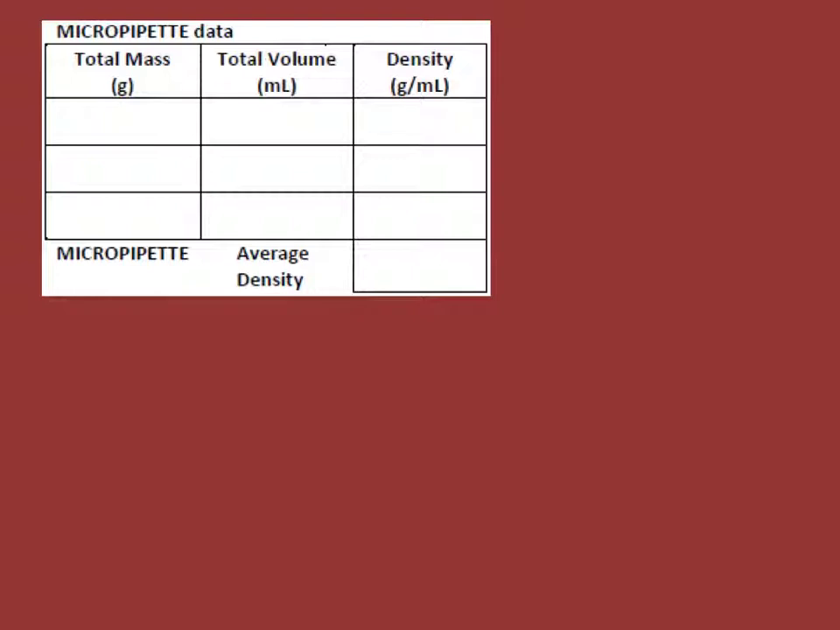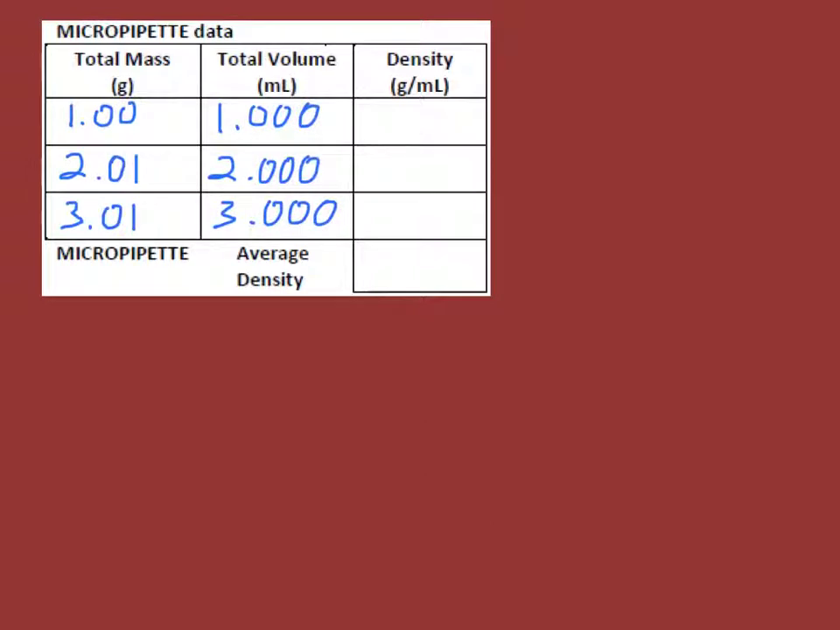Let's look at some sample data. If I were in the lab using the micropipette, my total volumes would have been 1.000 to the nearest thousandth, then 2, then 3, always to the nearest thousandth. My mass recorded will be based on the display on the balance, exactly as it shows. Now I'm going to calculate density by taking mass divided by volume in each case. And I come up with these values for the density. Because I've done this 3 times, I'm going to add those 3 together and divide by 3 to get the average. And my final answer is 1.003 grams per milliliter.